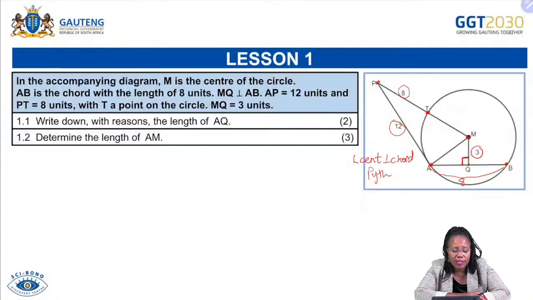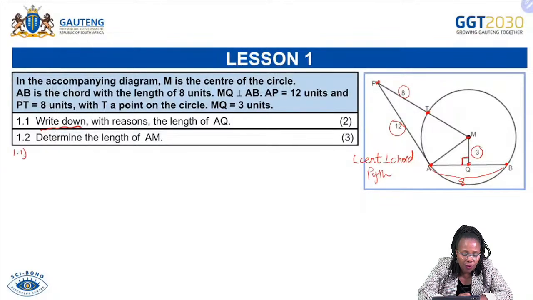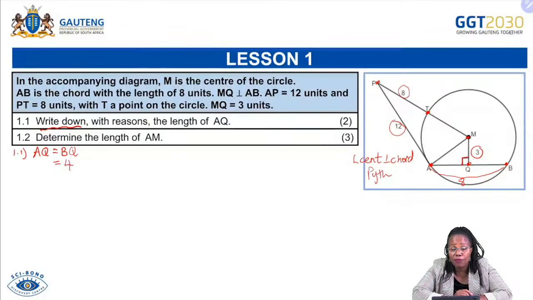Write down with reasons the length of AQ. It says write down. That means the answer is somewhere there in the given information. So now they say write down the value of AQ here. We are given that AB is equal to 8. So we can conclude for 1.1 that AQ is equal to BQ. That means each will take a 4 out of 8 there.